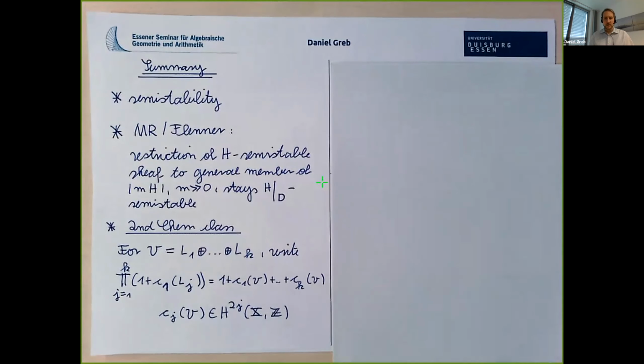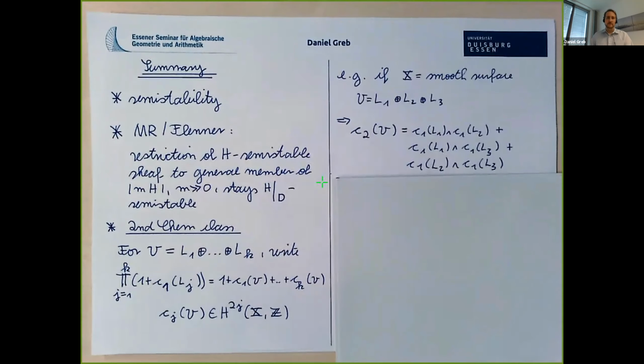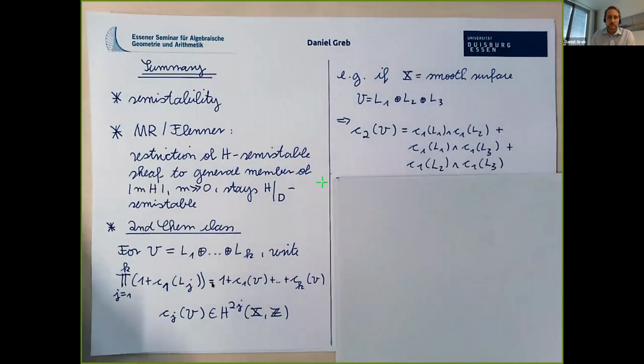And then maybe because I didn't have so much time at the end of last lecture, I didn't do this example. Let me do an example here, to see how this works. So we are mostly interested in smooth projective surfaces. So there are only two Chern classes, namely C1 and C2, because C2 is in H 2 times 2, which is 4, which is the maximal degree.